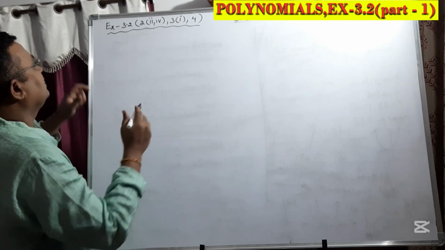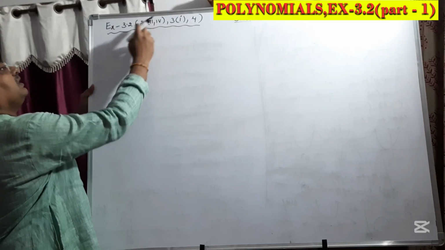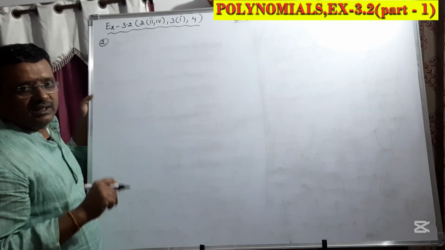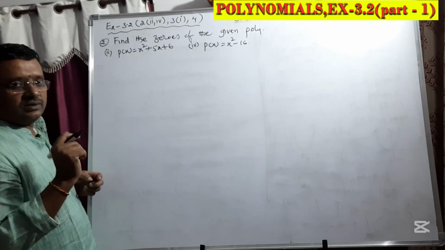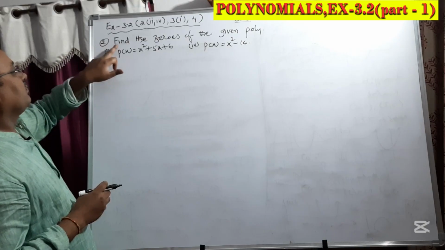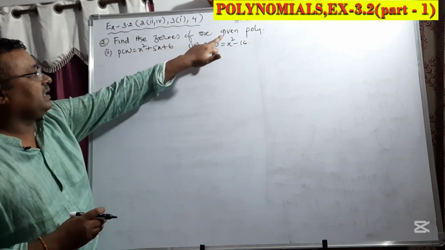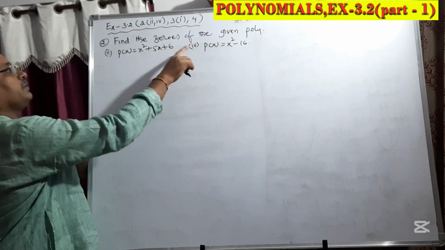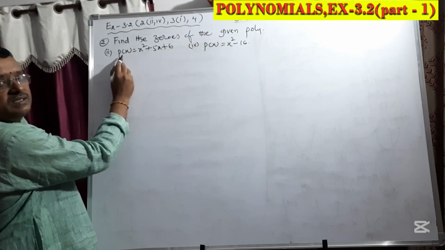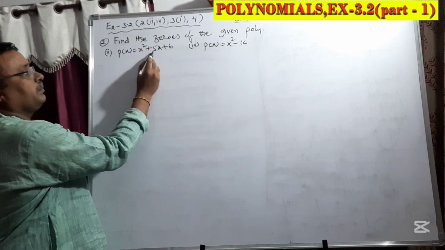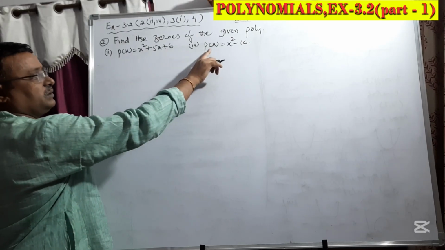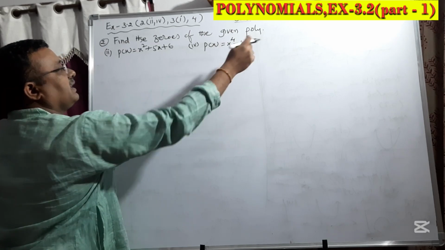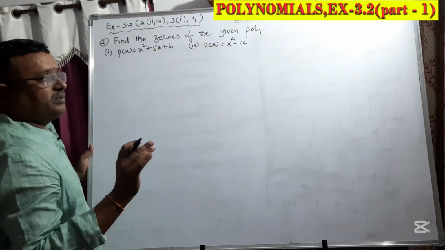Next, second bit, second and fourth questions. The question is: find the zeros of the given polynomial. Among them we have taken the second and fourth questions. The second one is the polynomial p(x) = x² + 5x + 6. The fourth question is p(x) = x⁴ − 16. How do we do it?